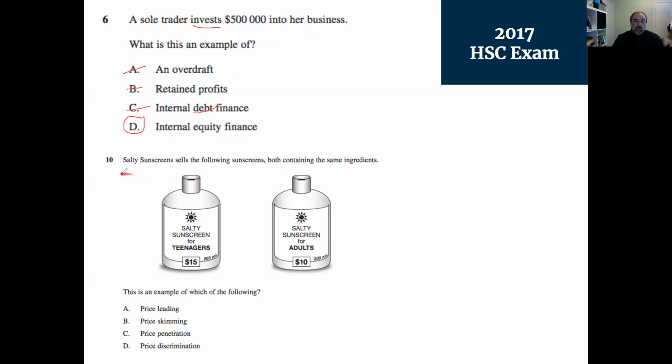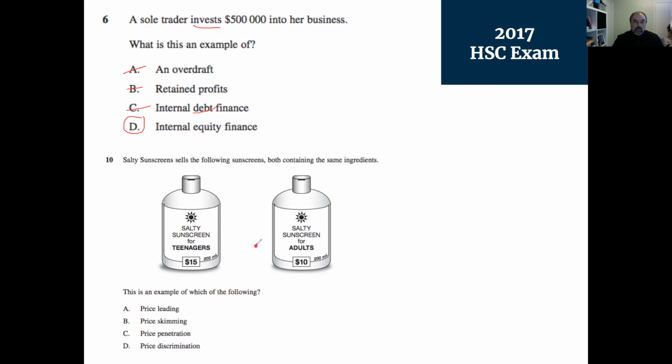Looking at our next question, question 10. So we've got a visual here. We've got salty sunscreen for teenagers, and we've got it for adults there. We've got a price of $15 for teenagers and $10 for adults. So the question is, they've got the same ingredients. Basically, it's the same product. This is an example of which of the following.